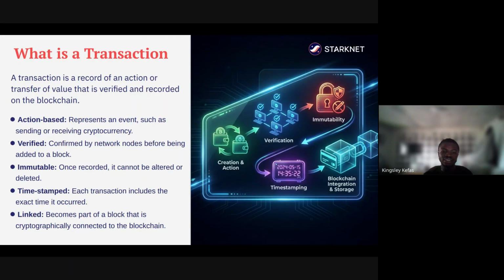Then lastly, we said linked. Now, transactions, we said when they are confirmed, they get added to what? A block, right? When they are verified, they get added to what? A block, right? So when they want to be linked or added to the blockchain, they have to be verified. And then when they are verified, they get added to the block. So by being added to the block, they become part of what? The network, the blockchain itself.